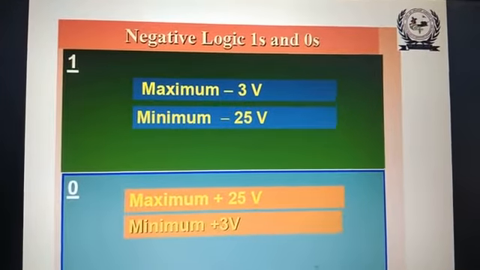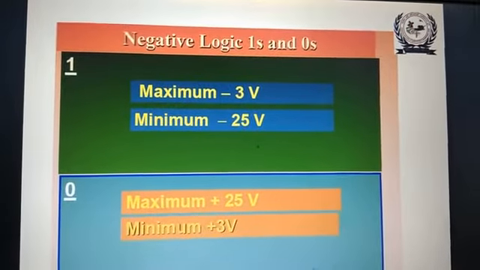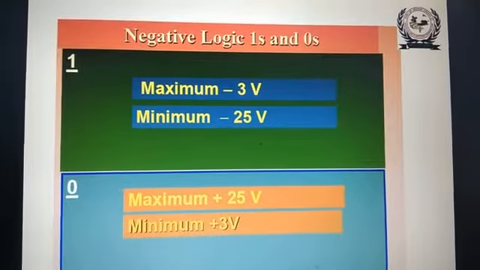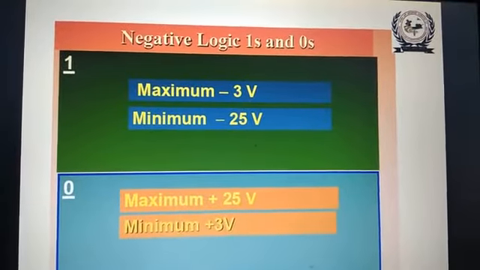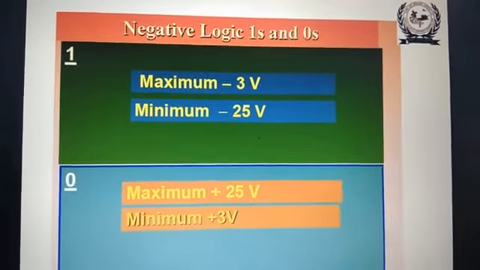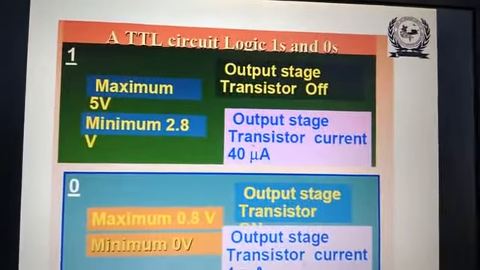See here, in negative logic, logic 1 is represented as maximum minus 3 volt and minimum minus 25 volt. And in 0 logic, maximum plus 25 volt and minimum plus 3 volt. This is an example for negative logic.